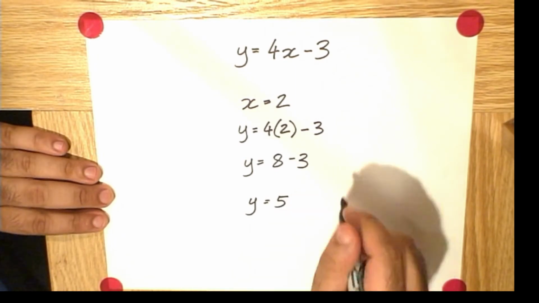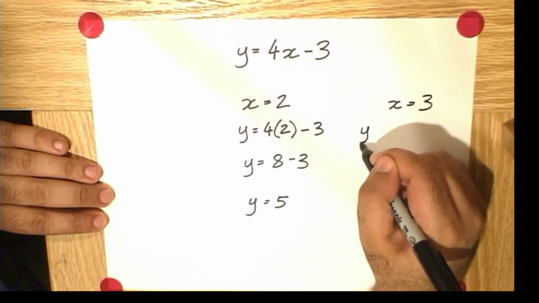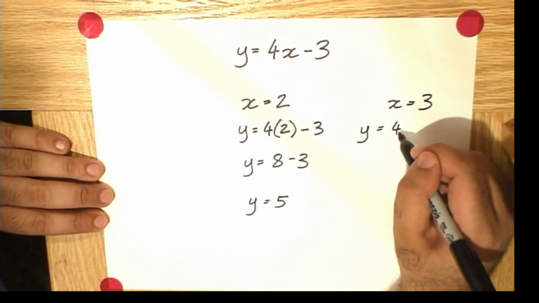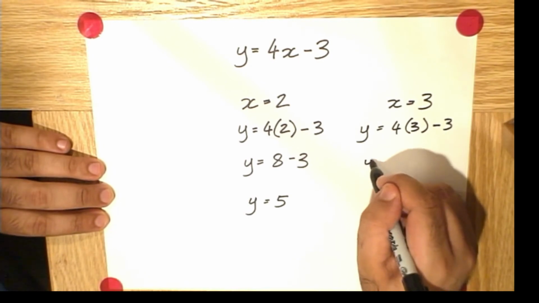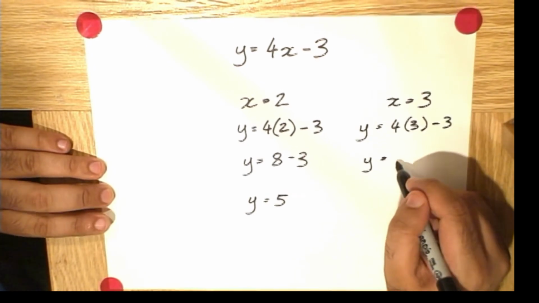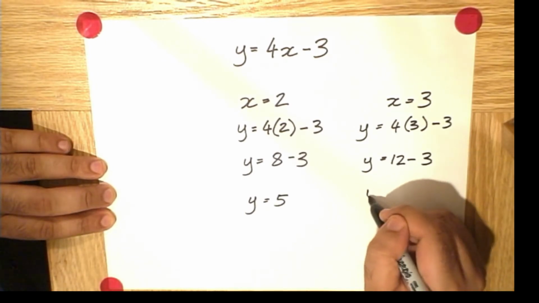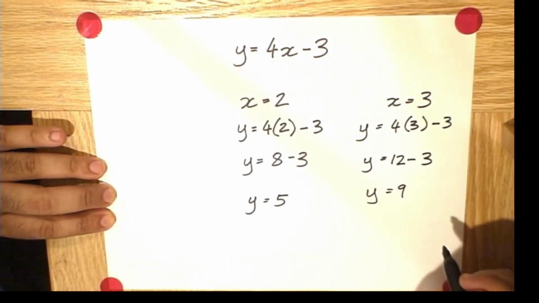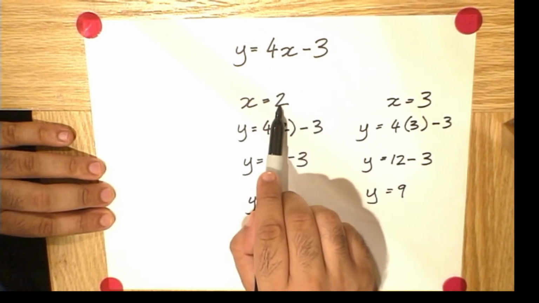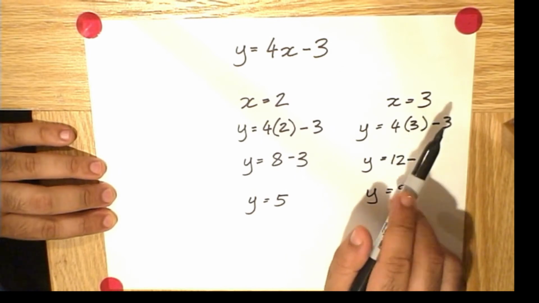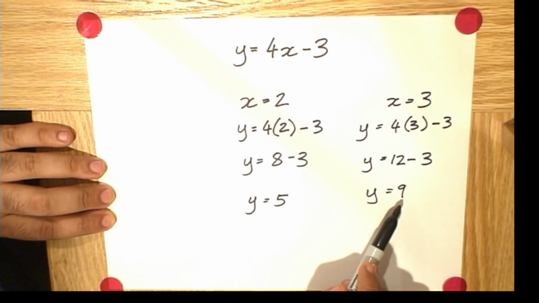Now, suppose I set x equals 3. Y is equal to 4 times 3 minus 3. 4 times 3 is 12, minus 3, so y is equal to 9. Now look at what has happened here. When I increased x by 1, y increased by 4, from 5 to 9.